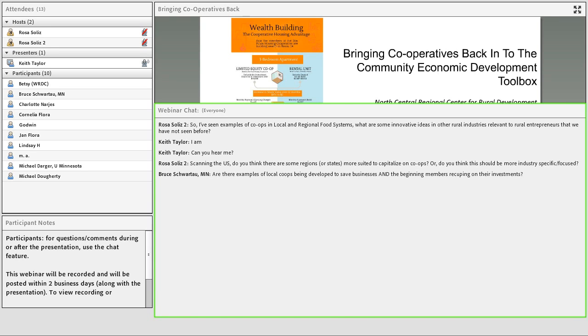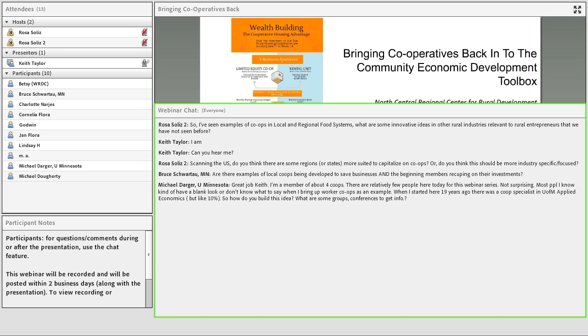So I'm waiting for another question. I see Rosa has another. Scanning the US, do you think there are some regions or states more suited to capitalize on co-ops? Or do you think there should be more industry specific focus?